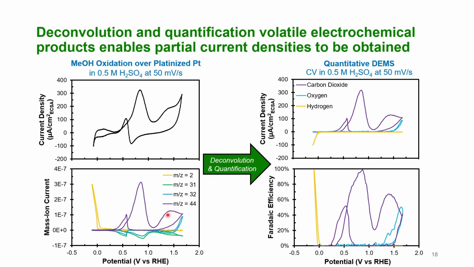I didn't show how we deconvoluted the 32 signal here, but we have done that. We just used the fragmentation mass spectrum in order to do that. I'm sorry, I should have had a slide on that. But essentially, we were able to calculate the partial current densities for carbon dioxide, oxygen, and hydrogen using the calibration curves. From here, we can normalize them by our total current in order to obtain a Faradaic efficiency, or how much of that current is actually going towards the production of that species. And we can do this as a function of potential, which is really interesting to me.